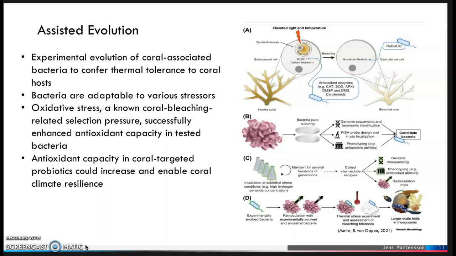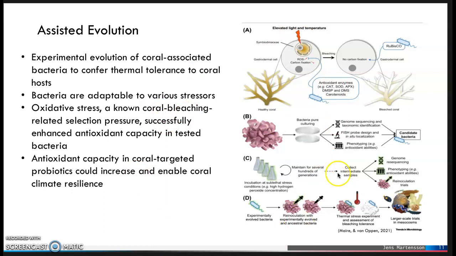Essentially, in this experiment, organisms were maintained under a given selection pressure for several generations and adaptation is forced. And this adaptation, which is a greater antioxidant capacity in the coral-targeted probiotics, could increase and enable coral climate resilience.